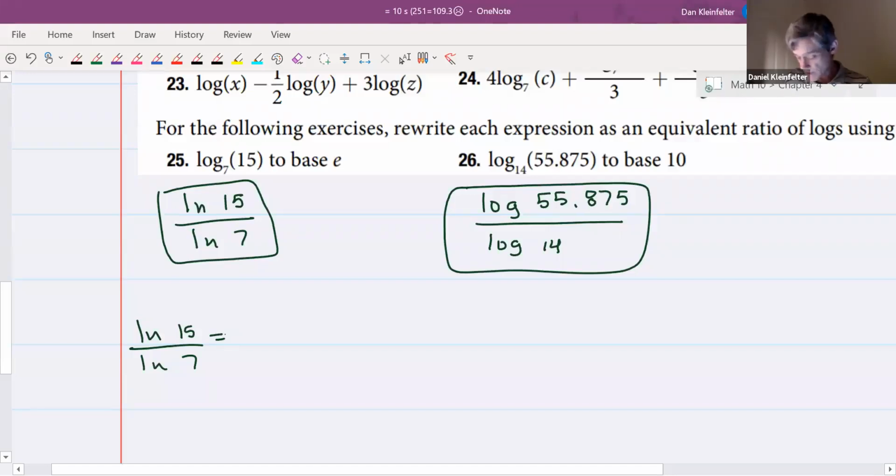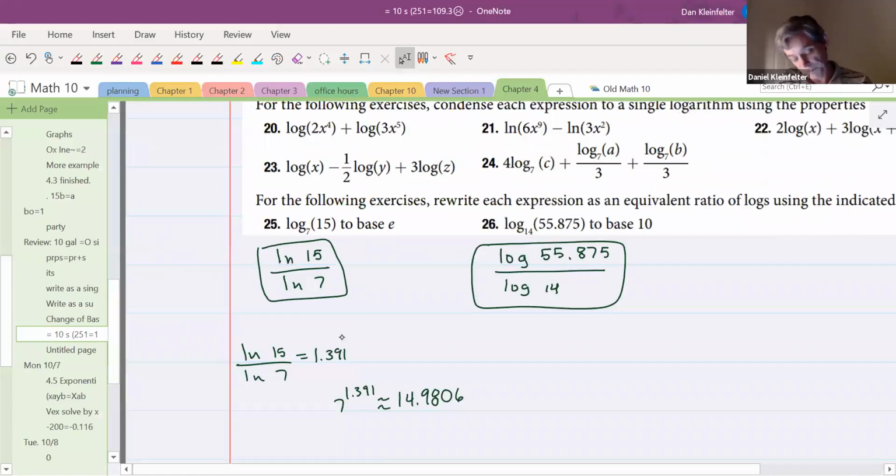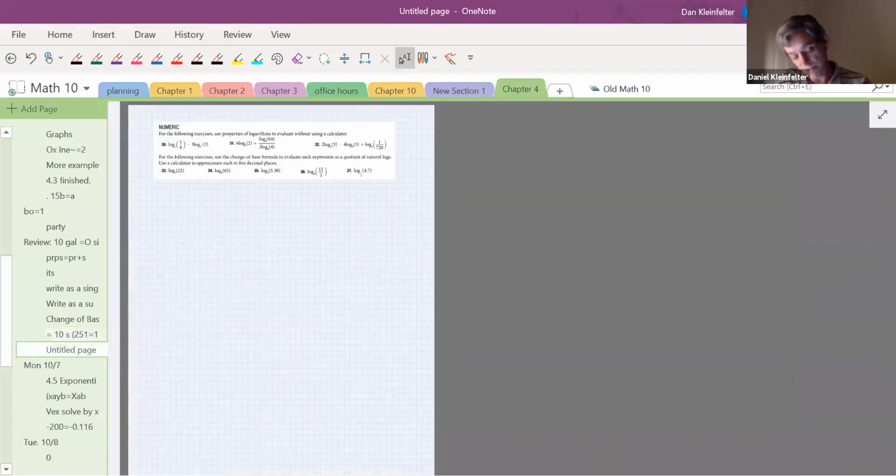Natural log 15 divided by natural log 7. That's about 1.391. And then 7 raised to the 1.391 power. It's going to be like 14.9806. This would have been better if I had written down more digits, okay? But the two boxed answers are what we want to see here when we're just rewriting it in terms of that other base. Okay, a couple of more examples.